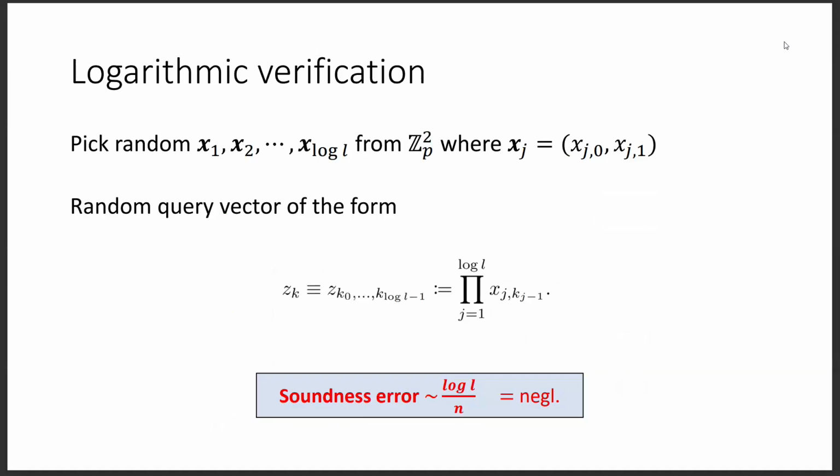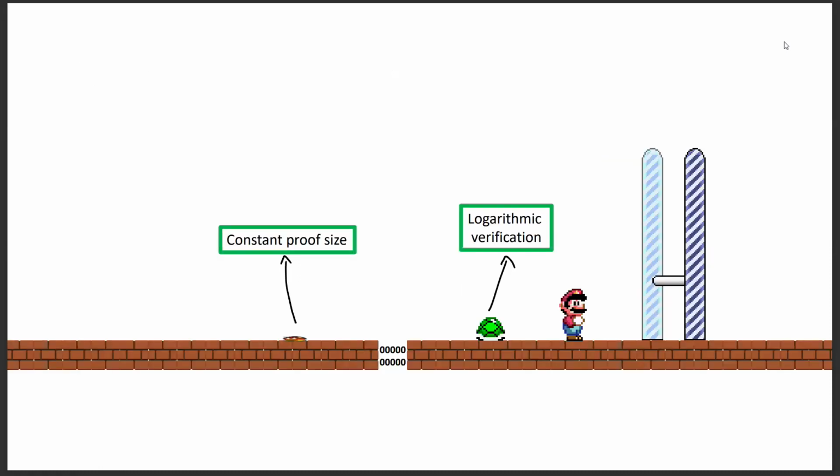So now we can get log verification. We just pick log L different random vectors of length 2. And each element of your query vector is now just a product of log L different elements. And now this actually gives us a soundness error of log L over n, which is a negligible soundness error, and hence we're good. So we've figured out how to get constant proof size and log verification. So that's essentially what our construction is.